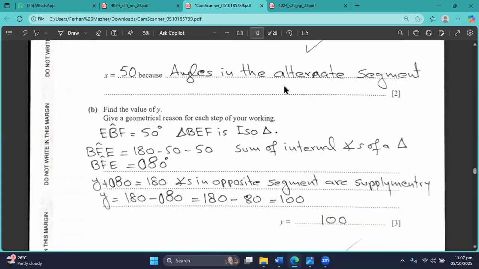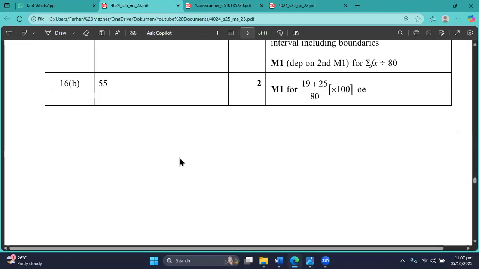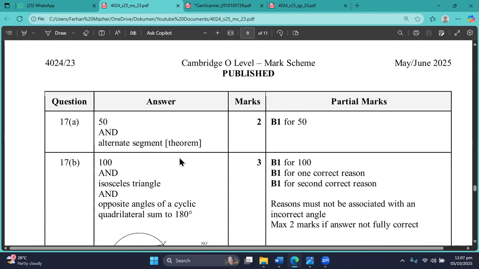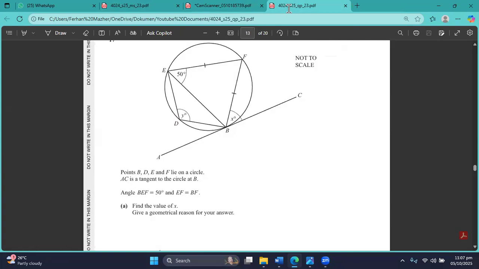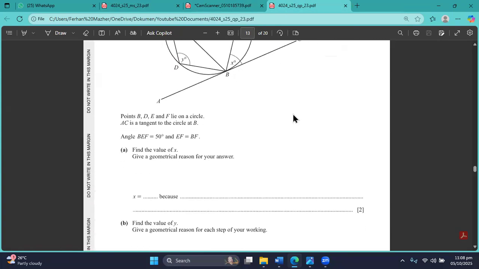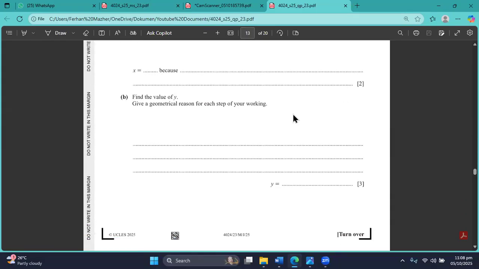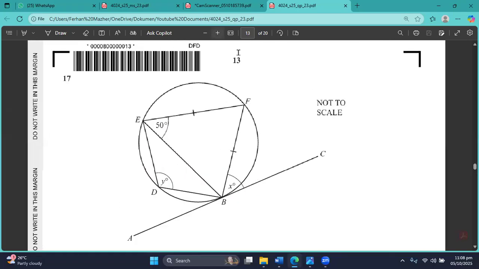This is how I have written the reason. So let me show you. That's question number 17. So the first one, alternate segment theorem. Then the question is: find the value of y, give a geometrical reason for each step of your working. It's a 3 marks question. So we have to find out the value of y, understand the strategy.